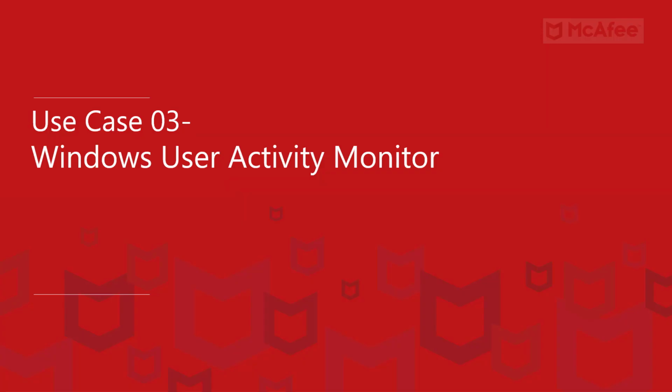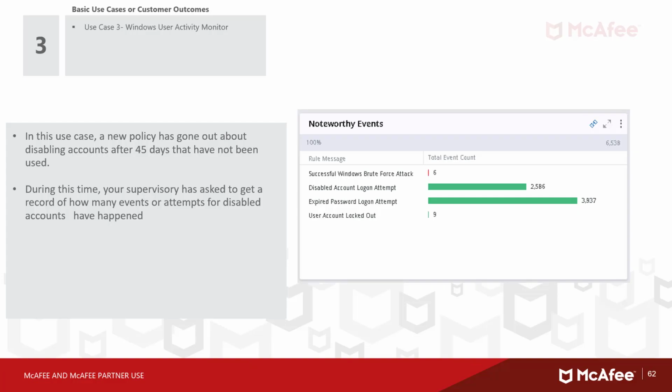Moving right along, we're now focusing on Windows Users Activity Monitor for our third use case. So in this example, we have a customer that has a new policy that's gone out about disabling accounts after 45 days. And during this time, a supervisor is asked to get a record of how many events or attempts for disabled accounts have happened since then.